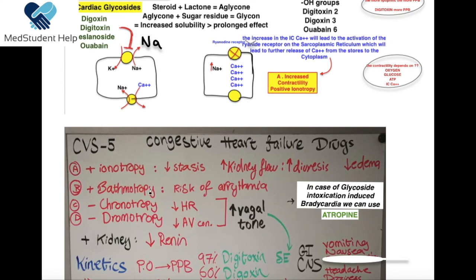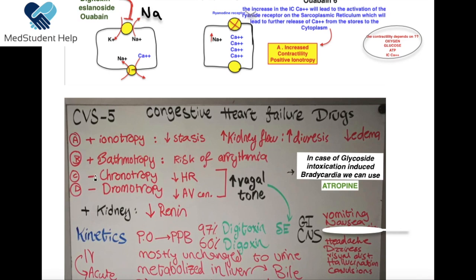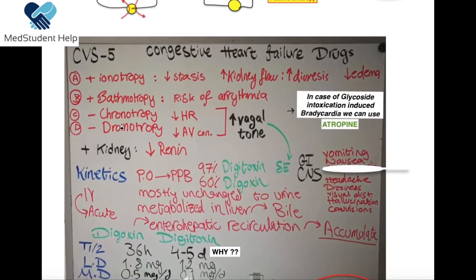Okay. Now, there is going to be also a negative chronotropy as well as a negative dromotropy. What does this mean and how did this happen? Negative chronotropy means that there is going to be a decrease in the heart rate. And negative dromotropy means that there is going to be a negative effect on the conduction, decreasing the AV conduction. How did this happen?